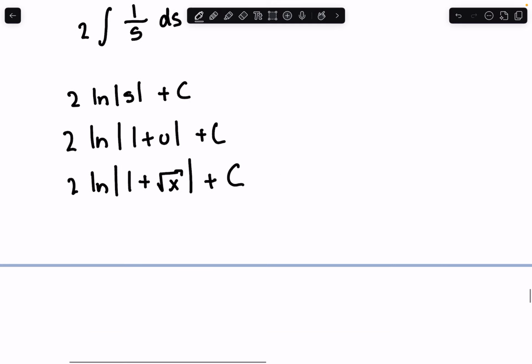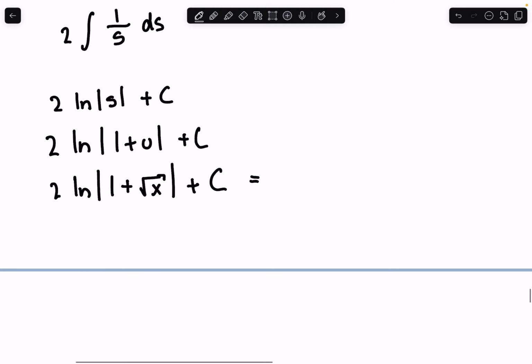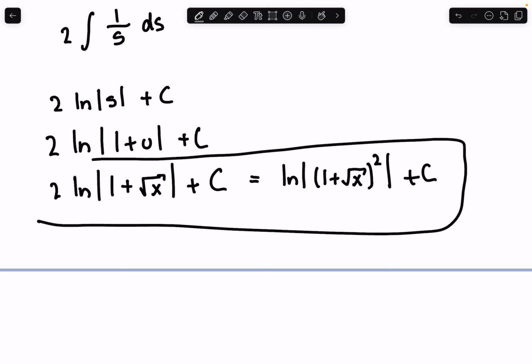So this is our answer, or if you wanted a different way of simplifying it, we can move this 2 in as a power. So what we're really left with is the ln of the absolute value of 1 plus the square root of x, all of this squared, plus c. So there we go. That's how we solve this integral, and here are 2 different simplifications of the final answer.